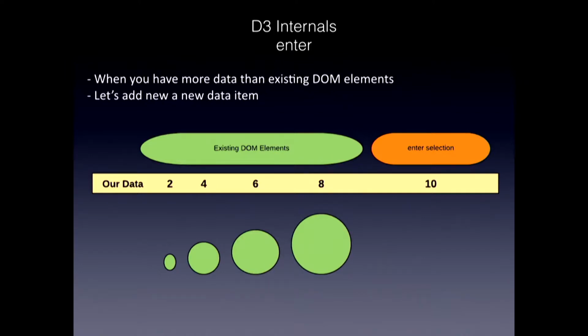So the first 4 are existing elements, and when you do a select, it'll fall into that select and be associated with data. Anything else will fall into the enter selection. And I'll show you an example of that.